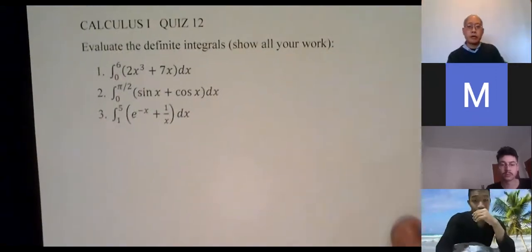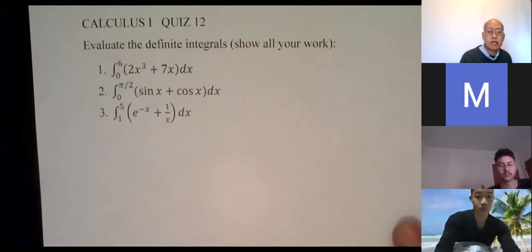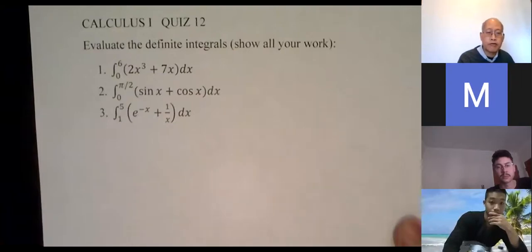All right, so here we go, and show all your work. Okay, number 1, integral from 0 to 6, 2x cubed plus 7x dx. Number 2, integral from 0 to pi over 2, sine x plus cosine x dx. Number 3, integral from 1 to 5 of e to the negative x plus 1 over x dx.